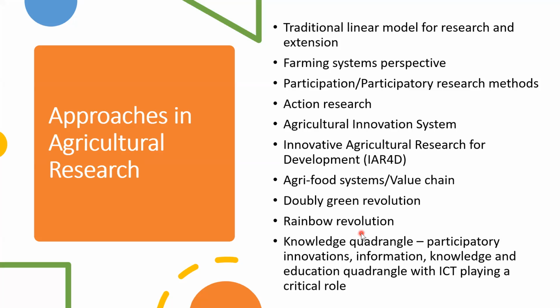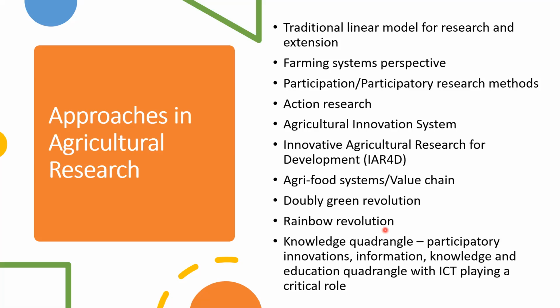Then there are rainbow revolutions, where you take something specific in agriculture, and you say we have to enhance milk production, or meat production. So this rainbow is a kind of different aspects of agriculture, and we find out one and work on that, or we separately work on fruit production, enhancing milk production, livestock production. So that is also a kind of approach for agriculture research.